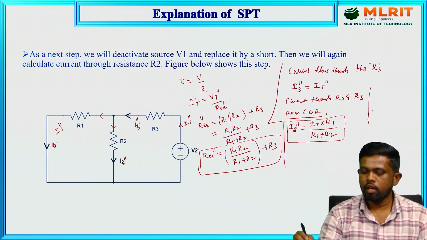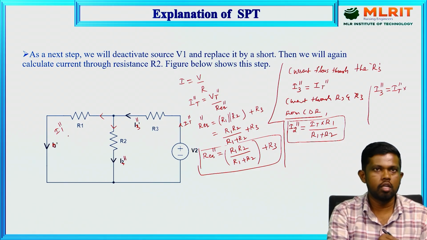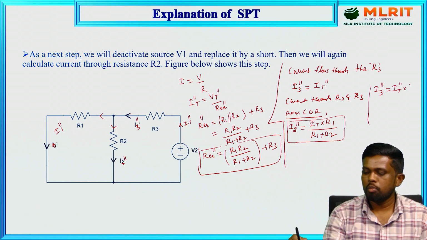Then similarly, find out the current through the R3 element, that is I3 double dash. I3 double dash equals, according to the current division rule, the total current of the circuit into the opposite resistance of the corresponding branch, so this is R2, upon the total resistance, that is R1 plus R2. So this is the current through each and every resistor.